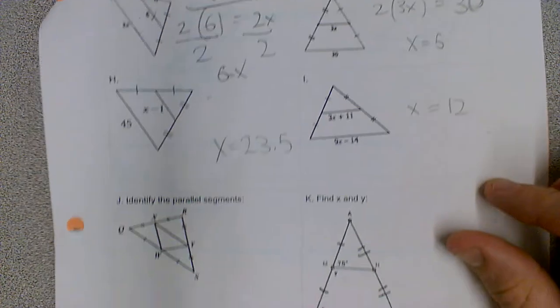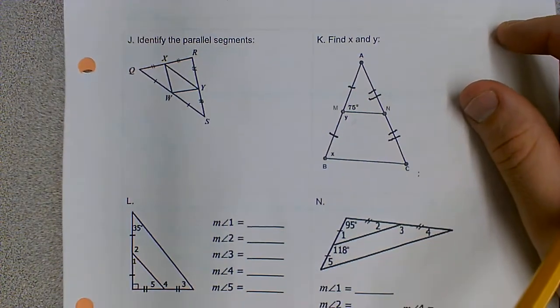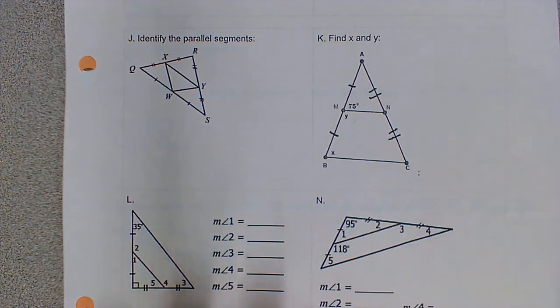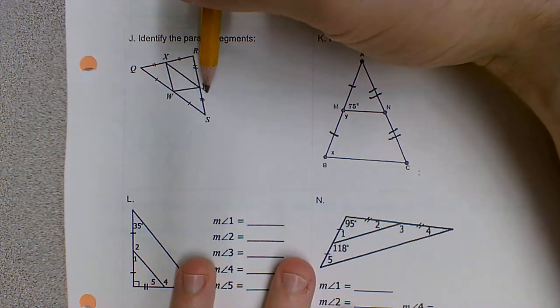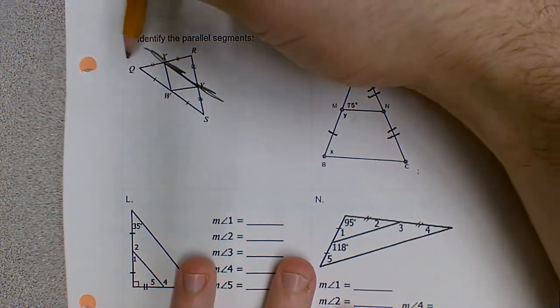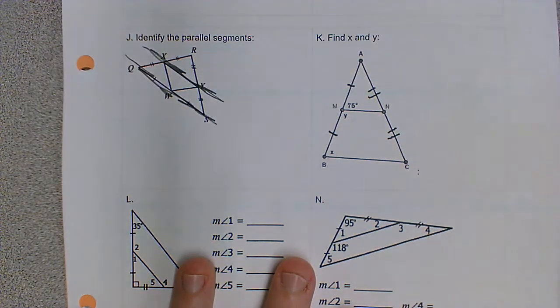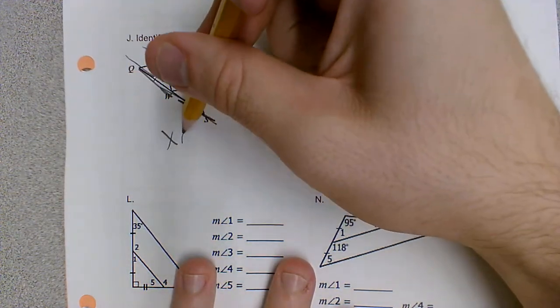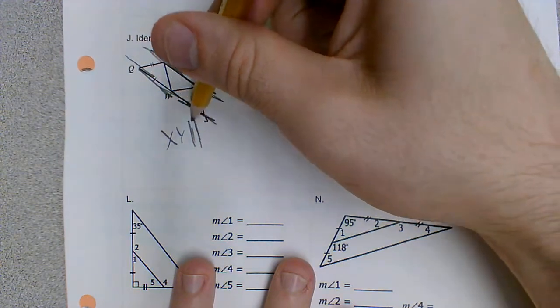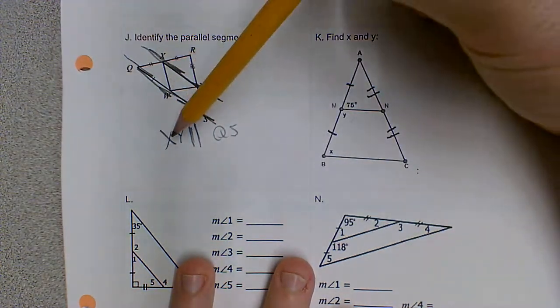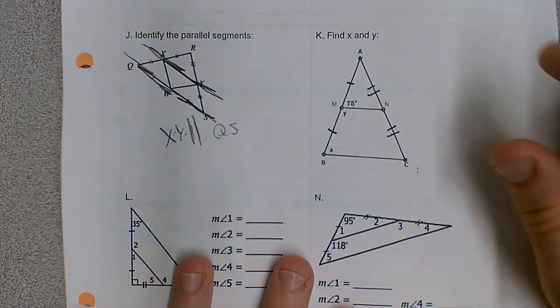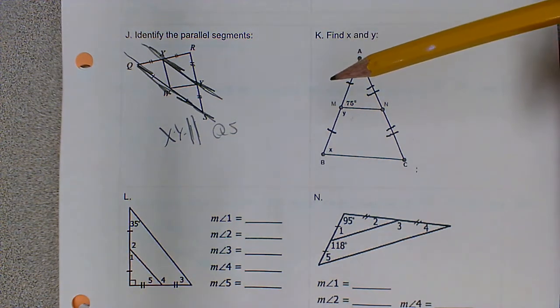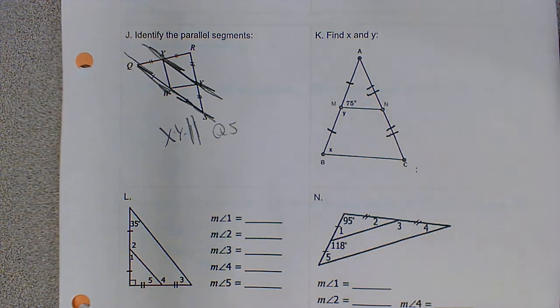So in that case, we're going to move down to J. We're going to start by identifying parallel segments. I'm going to identify one, and you should be able to identify the rest. We start with XY, and that's parallel to QS. So we have a pair of parallel lines in XY and QS. That's just one pair, but we can have 2 more pairs as well. So I'm going to end up leaving you with K and N to do.